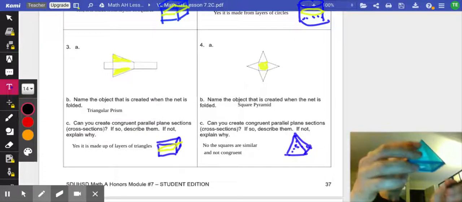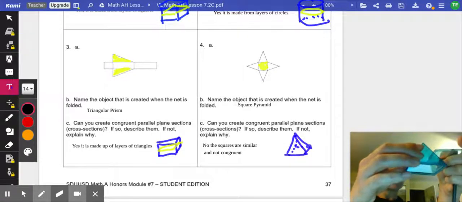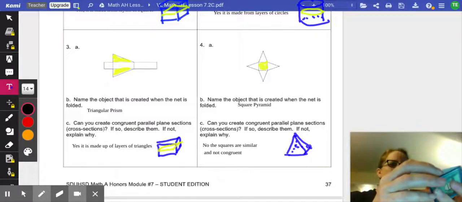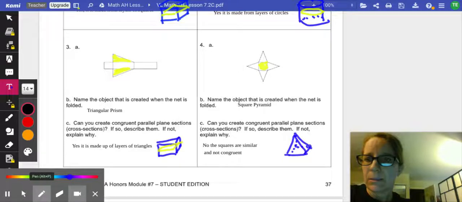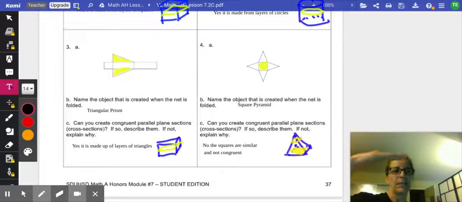If I sit there and chop it, this person gets a square. And this person up here also gets a square, but they're not the same size square. They would be scaled down. It would be similar. It wouldn't be congruent. So right here, this square that gets chopped and this square up here that gets chopped are not the same size. They get smaller and smaller.